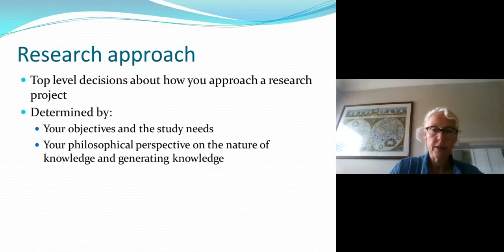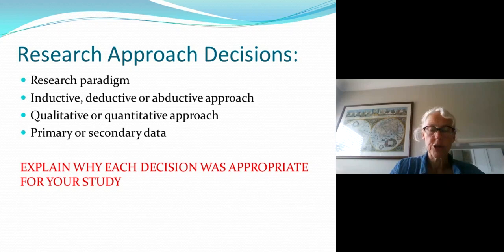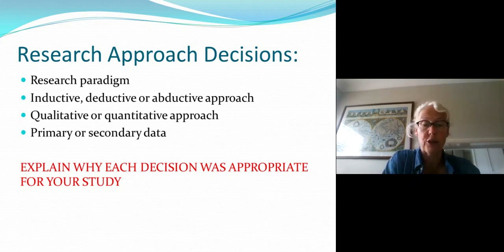So when you make research approach decisions, you need to consider these four things, and there are separate presentations on all of these, although there isn't really something on primary and secondary data. There's something that focuses specifically on secondary data. So you need to consider your research paradigm. This is your philosophical decisions, which can be partly to do with you, but also can be partly to do with the nature of what you're looking at. And then there's whether your study is inductive, deductive or abductive. And this is really about the relationship your study has to theory.